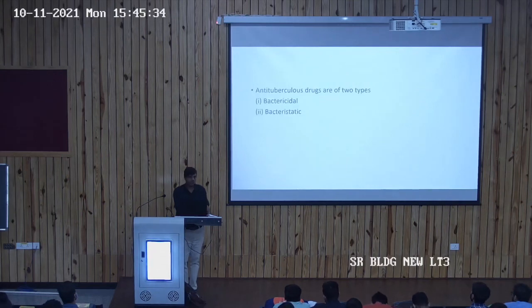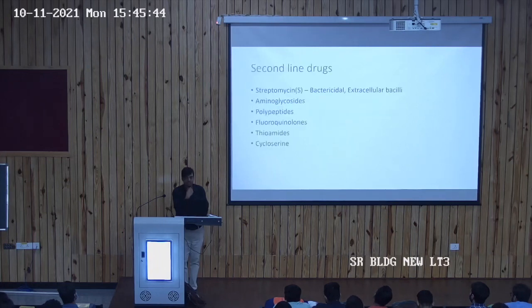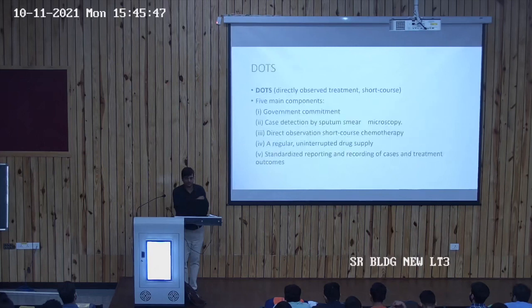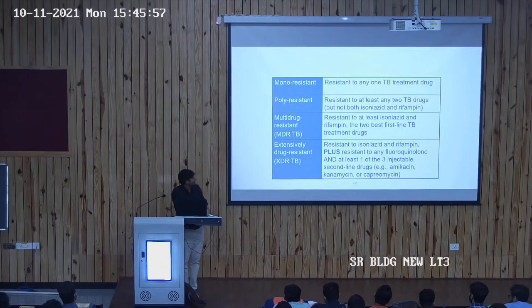Treatment, mainly you will read it in pharmacology, but just to summarize it, drugs could be of two types: bactericidal and bacteriostatic. Then there are first line drugs and second line drugs. And you can find resistance in tubercle bacilli nowadays. So multi-drug resistant and XDR tuberculosis, these are the two terms which are commonly asked. Multi-drug resistant is resistant to at least isoniazid and rifampicin, meaning it should be resistant to both of them. And XDR is MDR plus resistance to any fluoroquinolone and at least one of the three injectable second line drugs, which are amikacin, kanamycin or capreomycin.